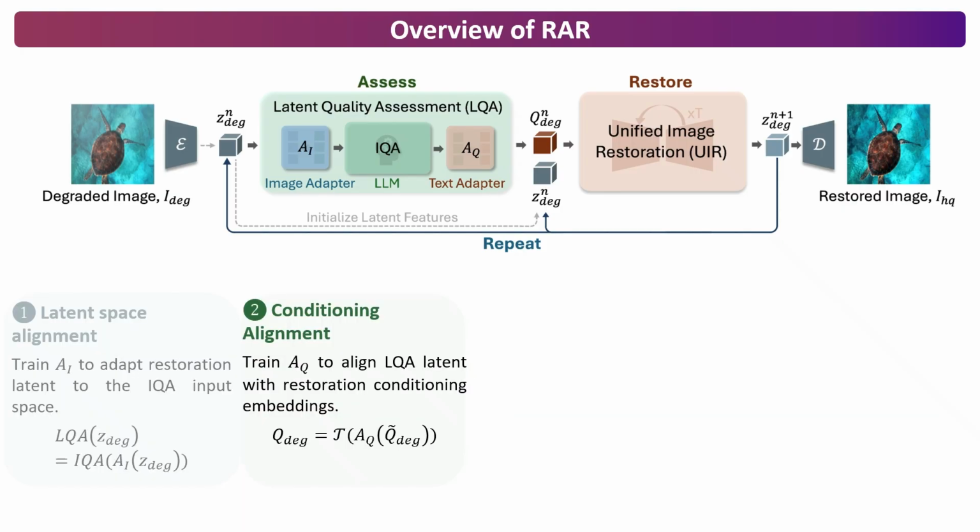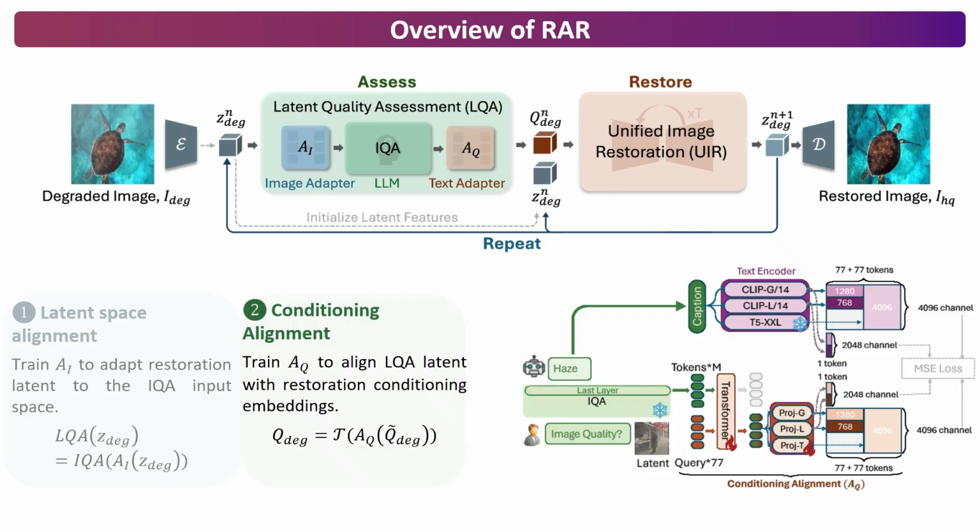We then use the output of the IQA to condition the restoration module. Our restoration module is based on Stable Diffusion 3.5, which takes text input as conditioning. We can directly take the text describing the degradation as written by the IQA. However, this implies expensive and lossy text decoding and encoding. So to avoid this, we introduce a conditioning alignment step.